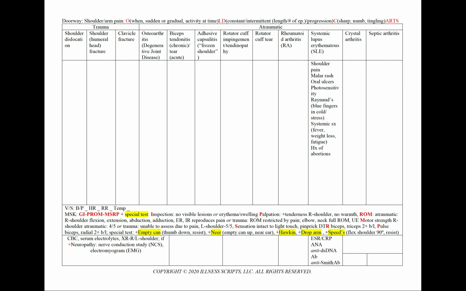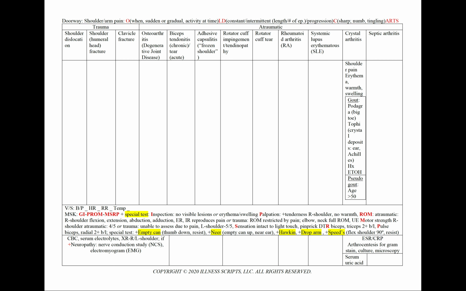In systemic lupus erythematosus, we'll see shoulder pain, malar rash, oral ulcers. Our patient can be complaining of photosensitivity or Raynaud's, blue fingers in the cold or during times of stress. We could also note the systemic symptoms in our review of symptoms, including fever, weight loss, or fatigue, and also a history of abortions in the OB history. And we'll order ESR-CRP, an ANA, anti-double-stranded DNA antibodies, and anti-Smith antibodies.